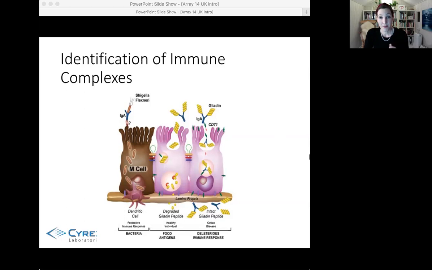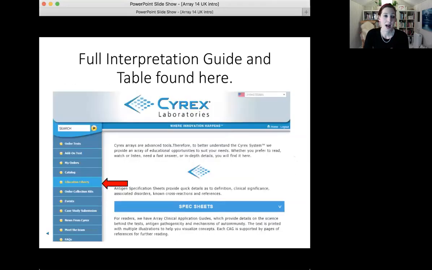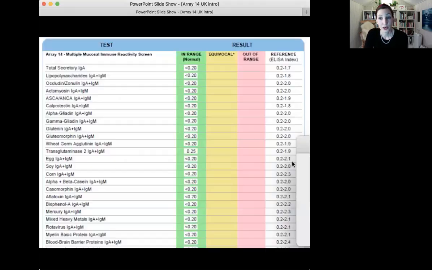So that is all of the markers that are found on Array 14. There is a full interpretation guide and the interpretation tables that I've mentioned, and they're found here. When you log into the Cyrex website, they're found inside the education library. However, I will be including the full interpretation guide and the interpretation table PDFs with the handouts and the video recording of this webinar. So here is what some of the results look like.